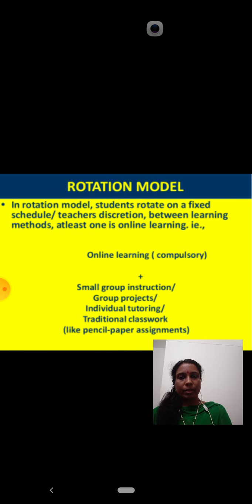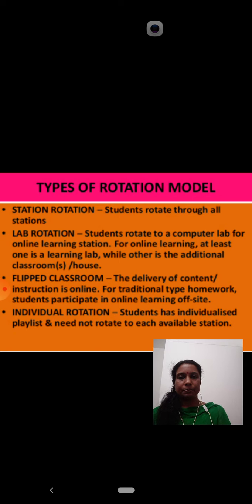The rotation model. In rotation model, students rotate on a fixed schedule or at teacher's discretion between learning methods. At least one is online learning. That is online learning, the one which is compulsory, plus small group instruction or group projects or individual tutoring or traditional classwork which consists of pencil paper assignments. So one is compulsory online learning plus any of the combinations given below can be used in the rotation model. Types of rotation.